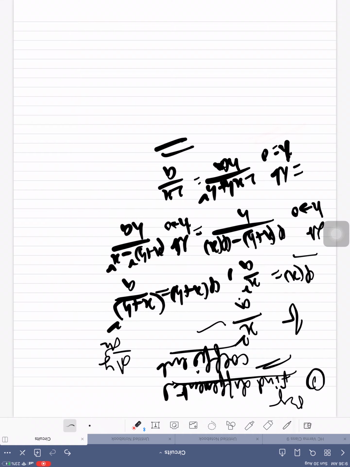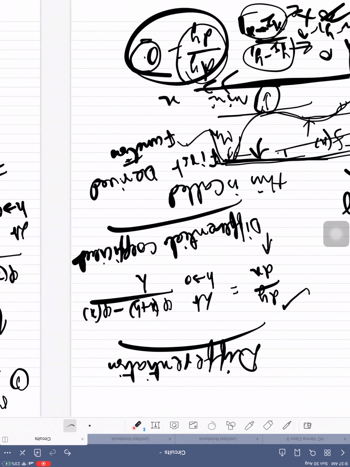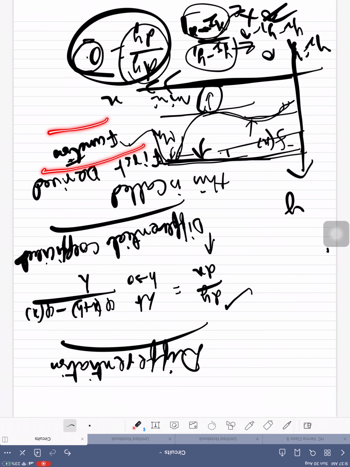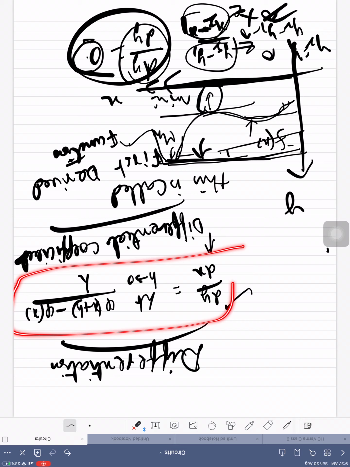Try this. If you expand this, then x square and x square cancel, and the remaining terms have h. Then take h common, both will cancel, giving 2x plus h by a. Then h becomes 0, that means 2x by a. That's from the first derivative. This is called the first derivative function.